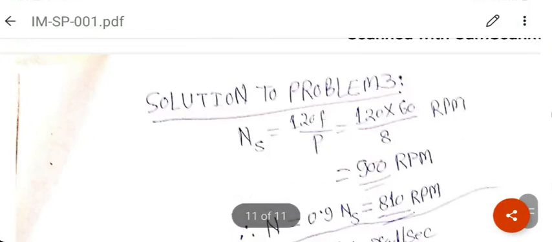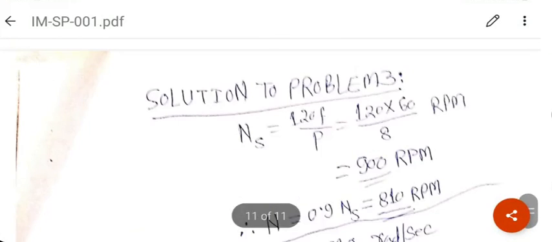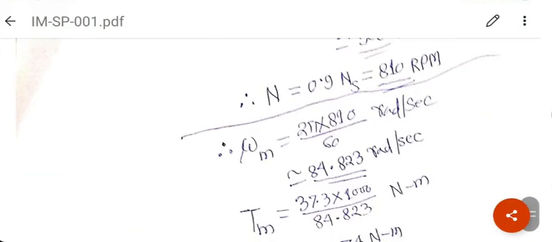First of all, you calculate synchronous speed using the equation and information. You get 900 RPM. Since slip is 10%, the actual speed will be 10% lower than 900. So that works out to 810 RPM. Once you know N, you calculate omega M by using 2 pi N by 60.